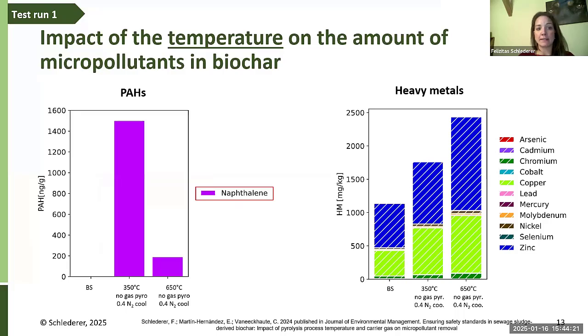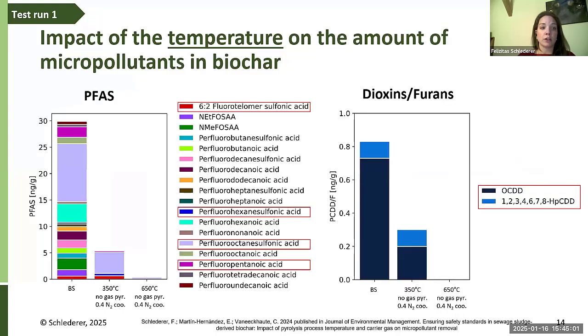Now, when we are adding this biosolid to the pyrolysis process, we are actually generating polyaromatic components. The good message is that at 350 degrees, we have around 1,500 nanograms per gram. However, by increasing the temperature to 650 degrees, we are significantly reducing the polyaromatic concentration. For heavy metals, we see the opposite trend. We have an upconcentration, which is not new, as organic components are decomposing. However, heavy metals are staying in the biochar. For PFAS and dioxins and furans, we see the same trend for both: a decrease of concentration and also a decrease of the components in the biochar.